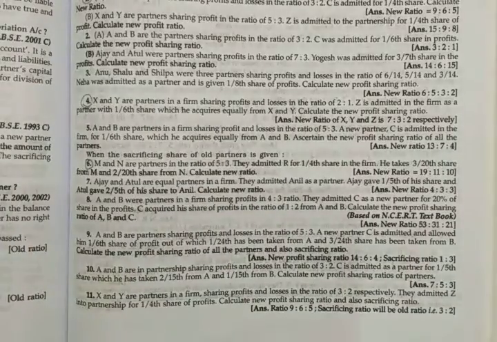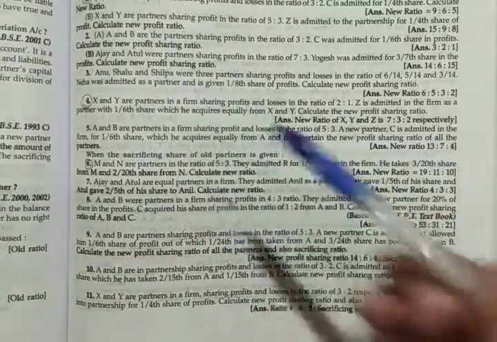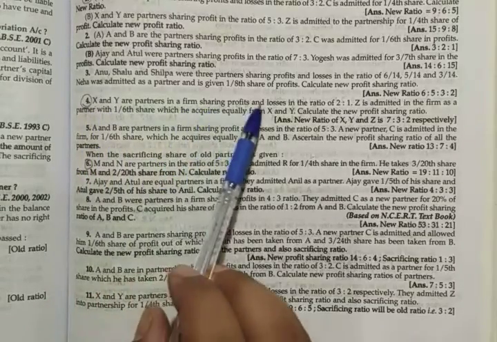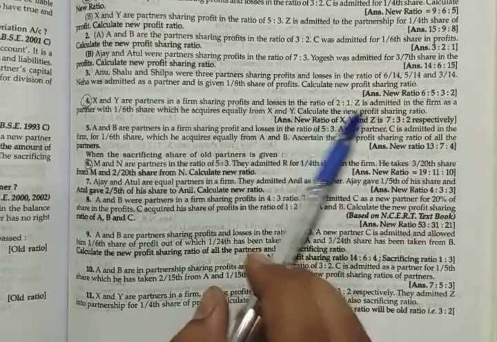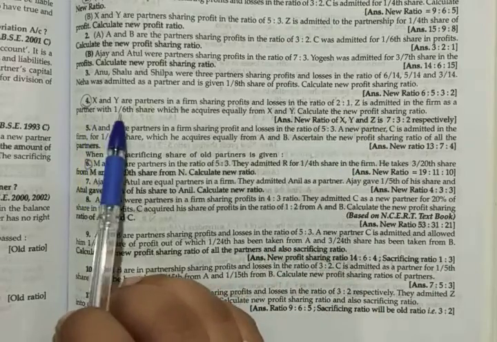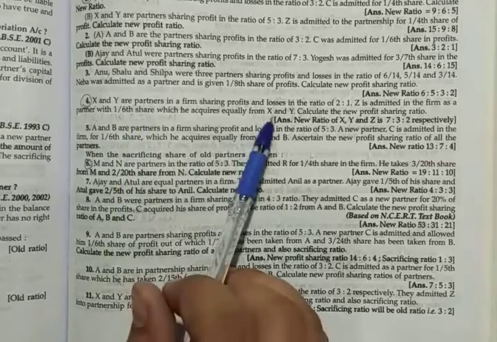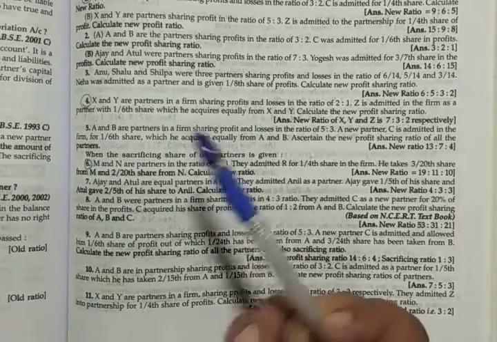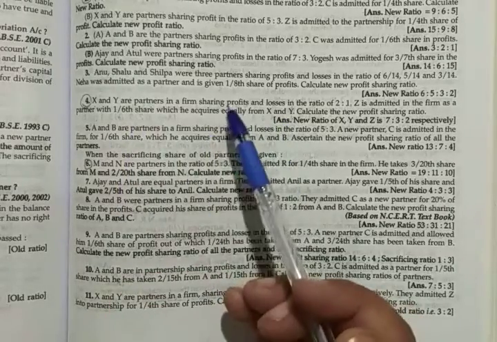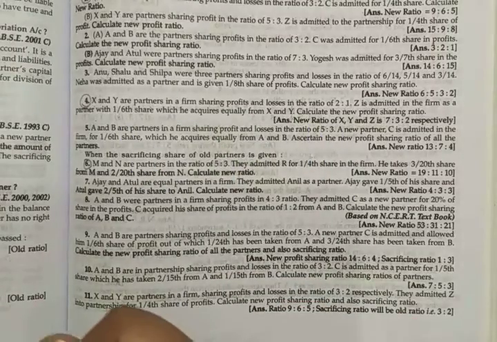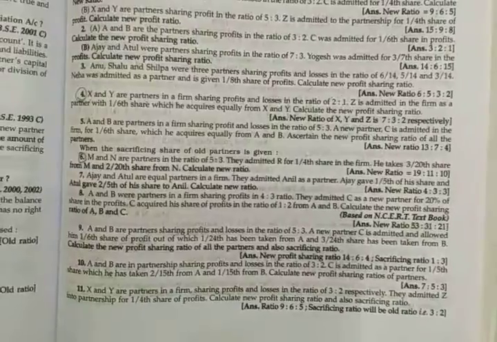Moving on to the next question. Other questions are similar to this. You can do them by yourself. The fourth question: X and Y are partners in a firm sharing profit and loss in the ratio 2:1. They admitted Z as a partner with 1/6 share, which he acquires equally from X and Y, which means X and Y are giving the share in equal ratio. They are sacrificing in equal ratio. Now we have to calculate the new shares. So let's start the solution.